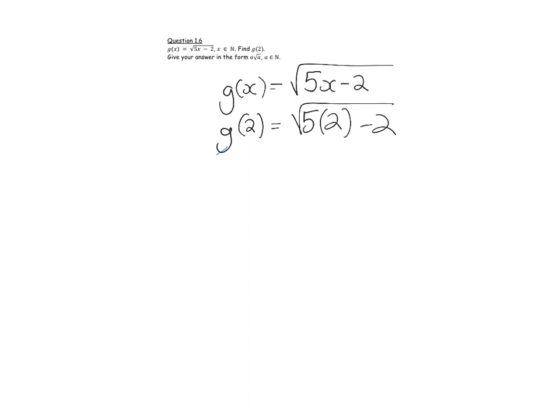Now, you can literally type that into your calculator. What you will get is the square root of 8 if you work it out. So 5 times 2 is 10. Take 2 will give us 8. Now, it says give your answer in the form a root a, where a is an element of n.